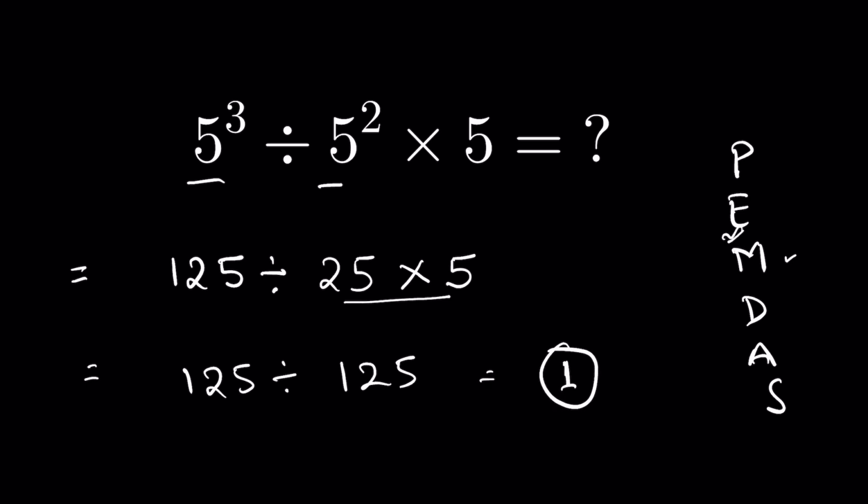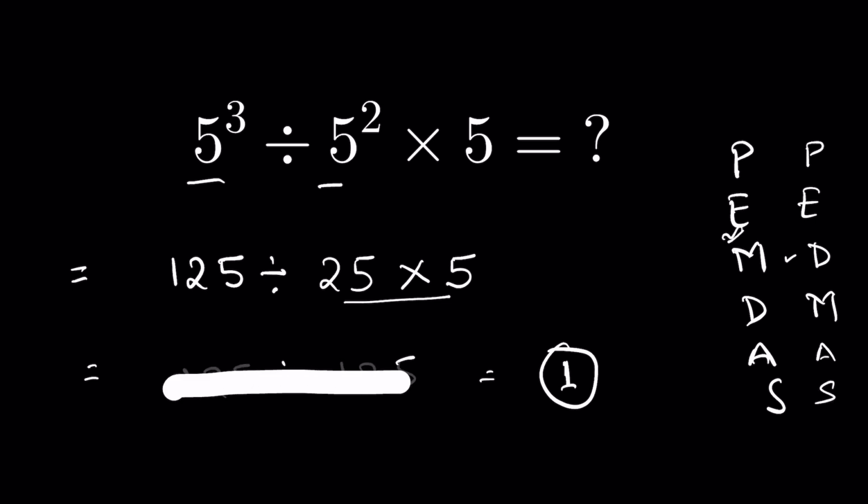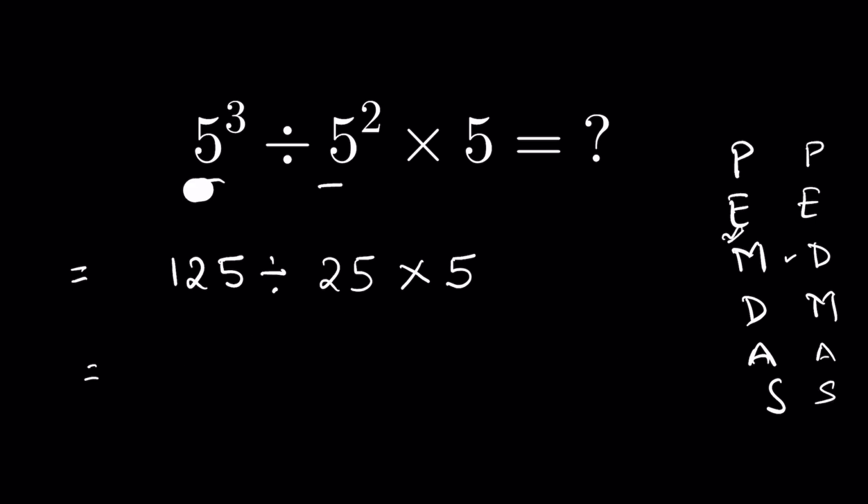But what if you follow PEMDAS, which is the same order of operations, just that in this, division is written first and then we have multiplication. In that case, we will do the exponent part. So 125 divided by 25 times 5. Now 125 divided by 25 is 5, because 25 times 5 is 125. So we will do division first as per PEMDAS and then times 5. So 5 times 5 is 25.